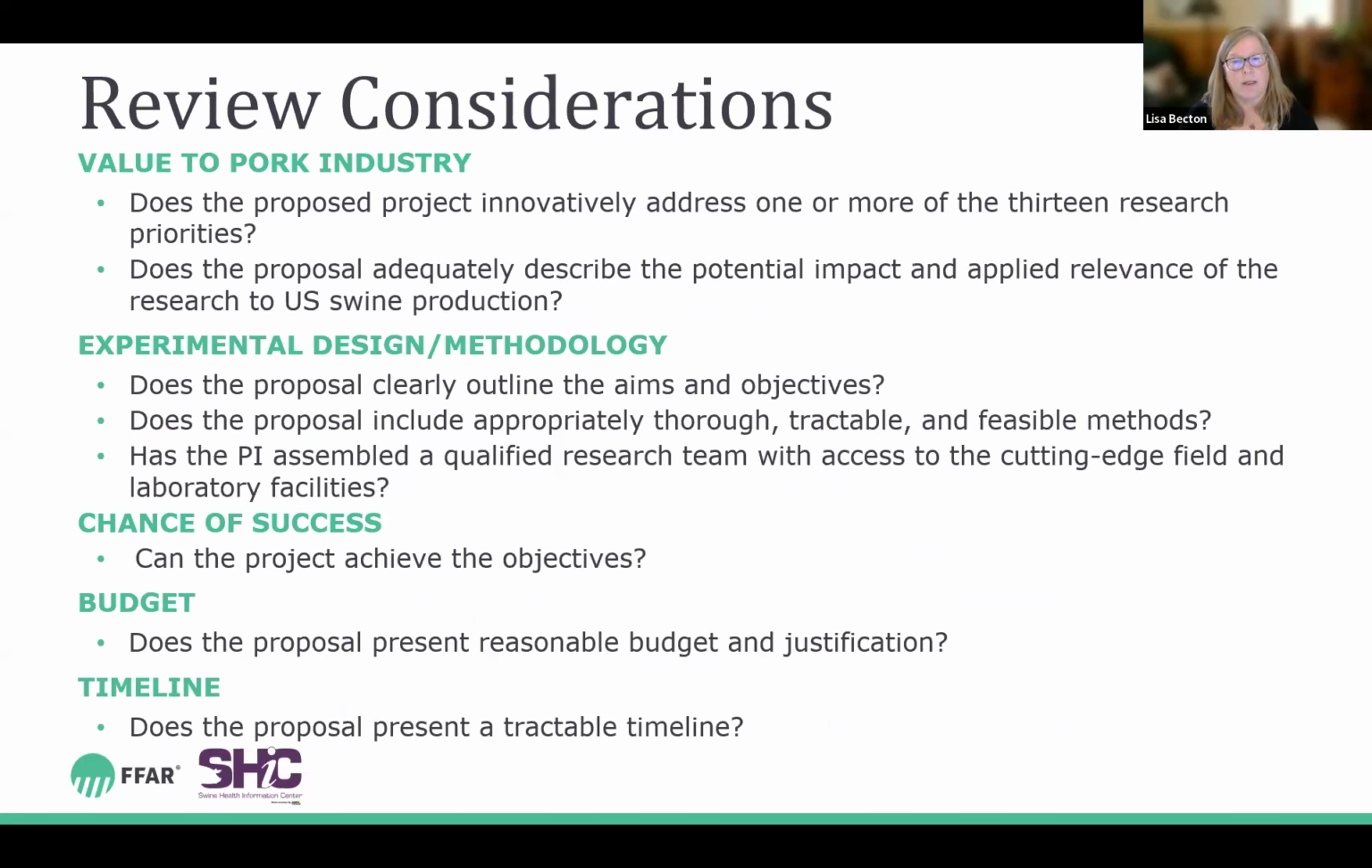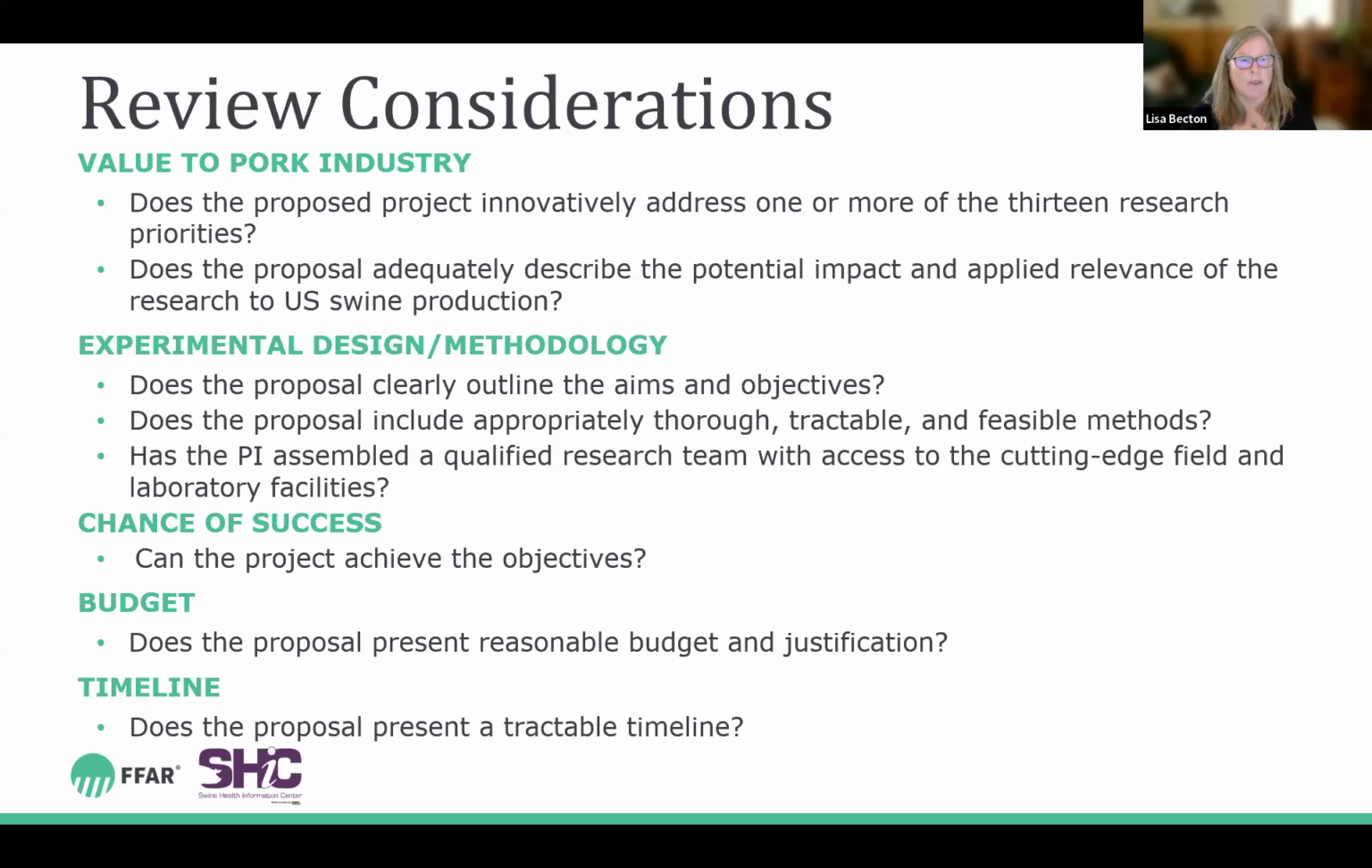So this section is a little bit different. When we were discussing how to describe our review process, we wanted to give people an idea of what our review groups look at, but also this is not all inclusive. So we just wanted to provide an understanding of what are the high salient points that are looked at within the proposal. And so the big one, obviously, since we're a producer-funded organization, is what is the value to the pork industry? Does the budget innovatively address one of the 13 priorities? Does the proposal describe the impact and relevance to U.S. pork production? And what is the outcome and how will that matter?